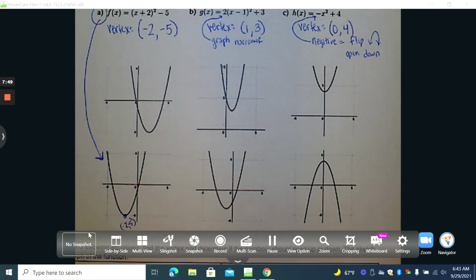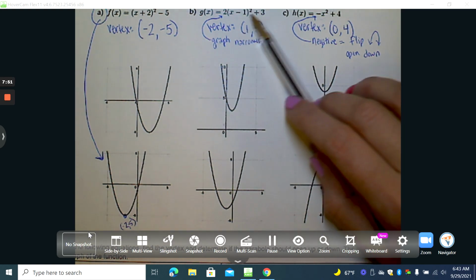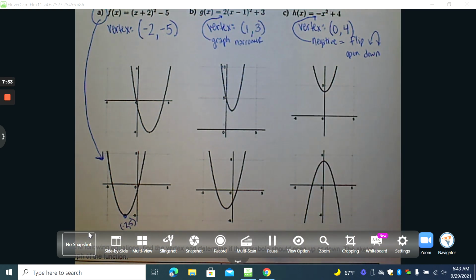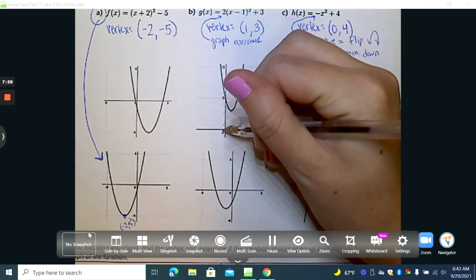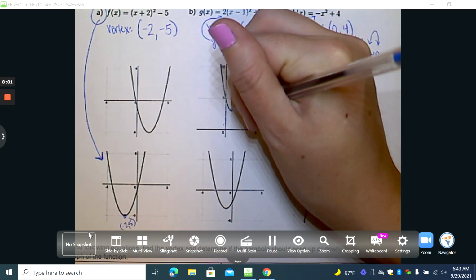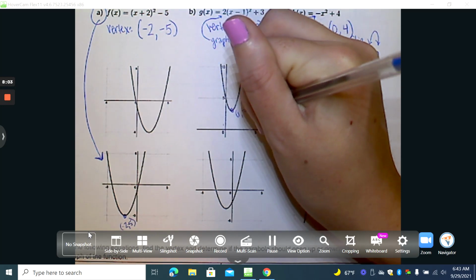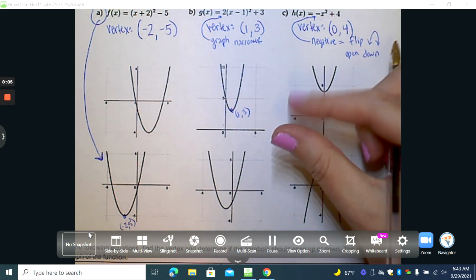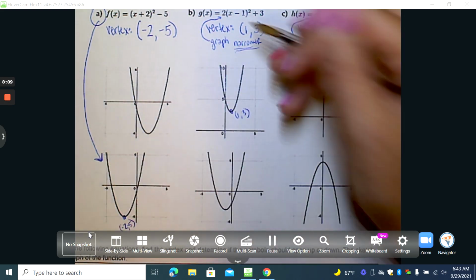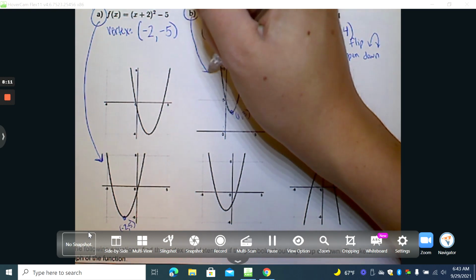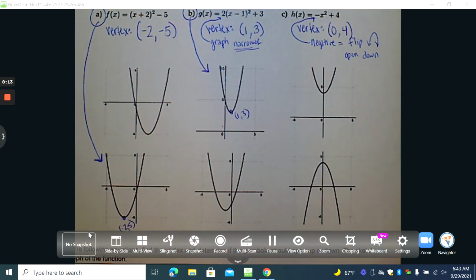All right, and then B, my vertex is at 1, 3, so I got to find which graph has a vertex at 1, 3. If I count to the right one and up 3, that would be right here. Here's my vertex at 1, 3, and it is narrower. It's skinnier than these other graphs. So yes, this is the graph for B.